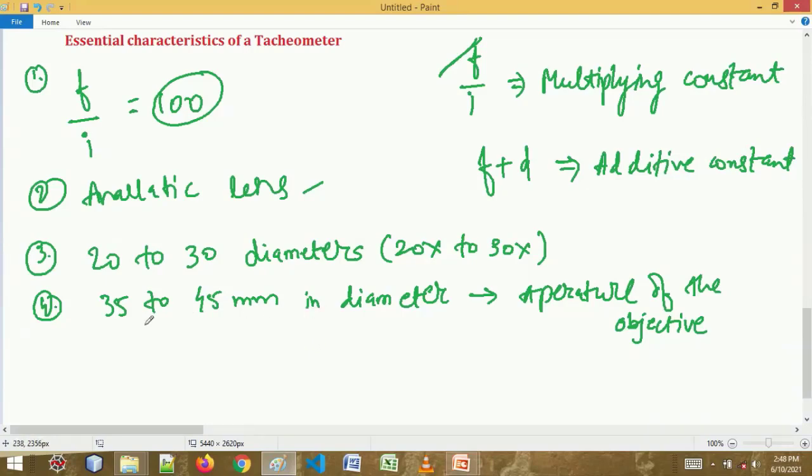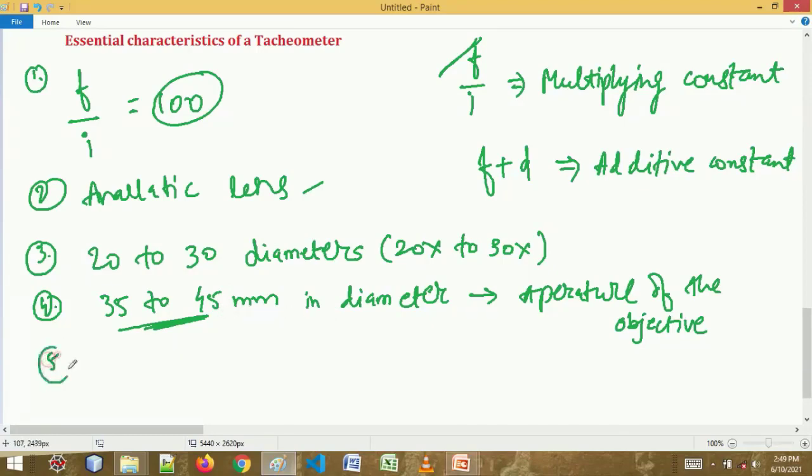If the diameter is less than 35 to 45 mm, the image will be dull and not as bright as it should have been. If the aperture is in the range of 35 to 45 mm, we will receive a very bright image which will be clear and the readings will be crystal clear.